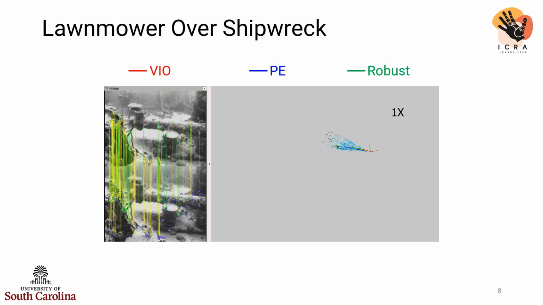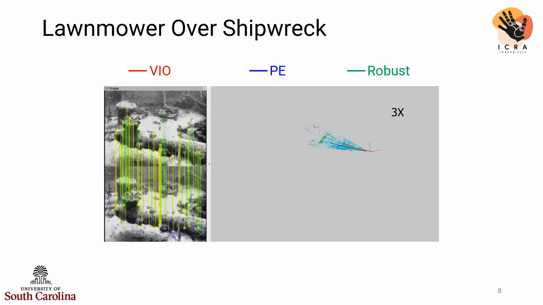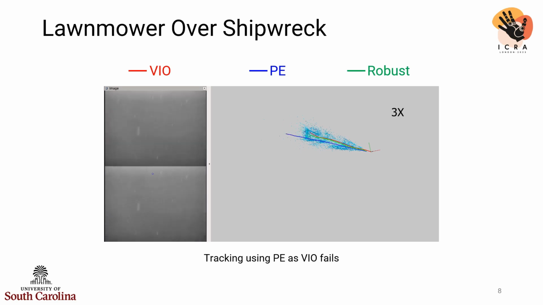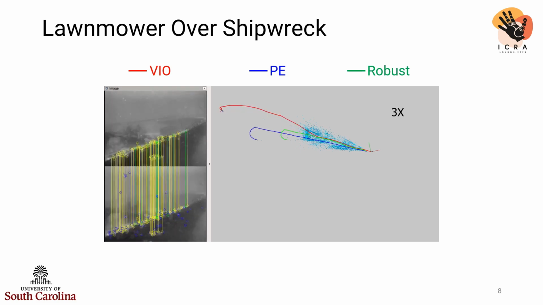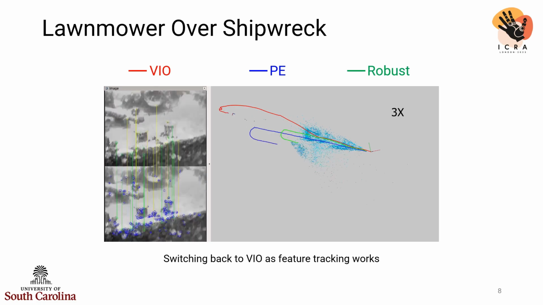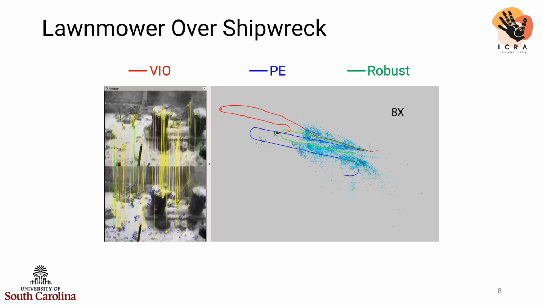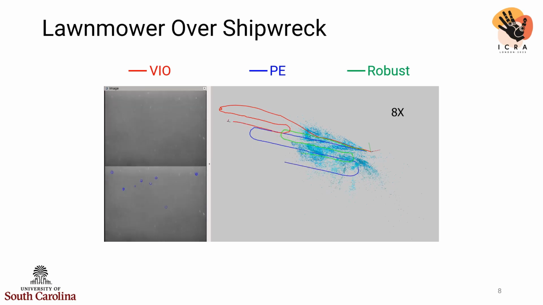Initially, the VIO and primitive estimator are working well. Whenever the AUV reaches the side of the shipwreck, the feature detection fails and switching to the primitive estimator occurs. When the AUV moves closer to the shipwreck again, the feature tracking recovers, thus switching to VIO. Whenever a loop is detected, the whole trajectory is optimized.